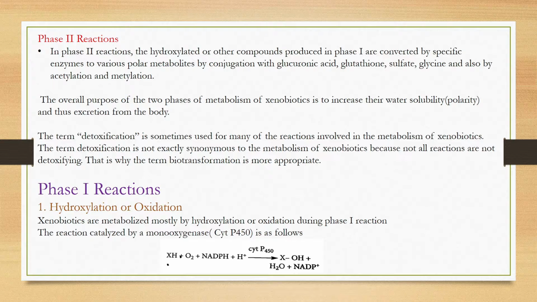You see the XH, that is the xenobiotic, in these reactions, and you see oxygen and NADPH. In the presence of NADPH and hydrogen ion, that reaction is catalyzed by this cytochrome P450. One of the oxygen atoms that is introduced is utilized, and these enzymes are called cytochrome P450, which is why they are called monooxygenases.